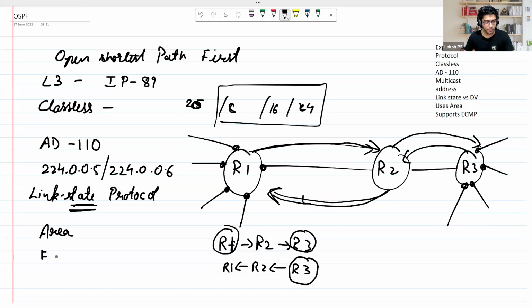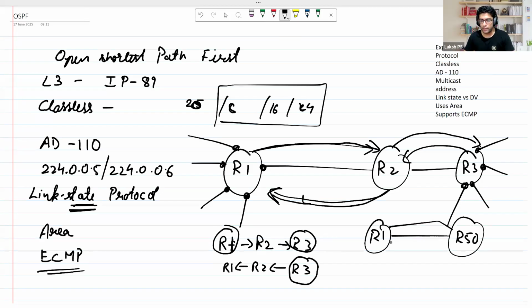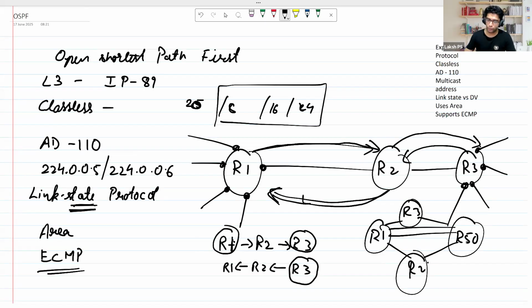It also supports ECMP. ECMP means equal cost multipathing, meaning that from R1, let's say from R1 to R50, there are many ways to reach R50, right? Do not assume that there are just four routers, because I have written 50, meaning that between R1 and R50 there are other routers as well. And it has a lot of ways to reach R50. Similarly, R50 also has a lot of ways to reach back to R1.